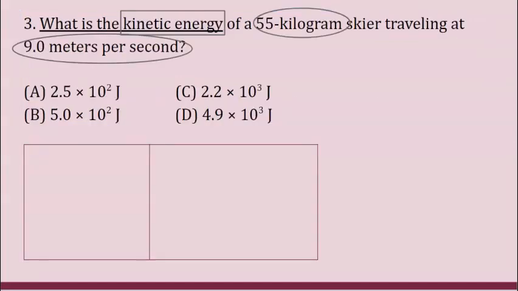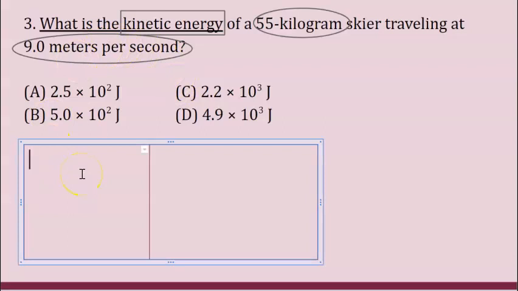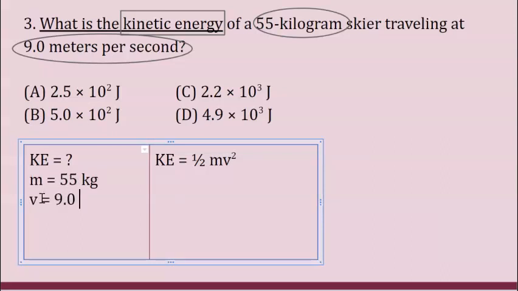Question 3 is asking, what is the kinetic energy of a 55 kilogram skier traveling at 9.0 meters per second? So I'm going to start by listing my variables. They're asking me for the kinetic energy, so that's going to be my question mark. At that point, there's only one formula for kinetic energy, so I can just write down KE equals 1/2 mv squared. They gave me the mass. It is 55 kilograms. They also gave me the velocity, 9.0 meters per second.